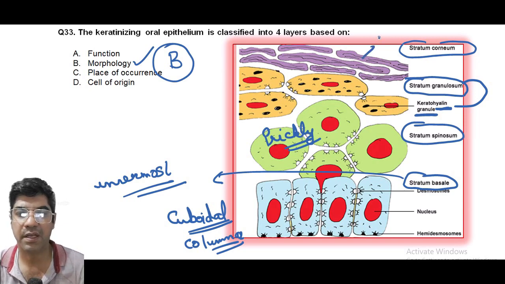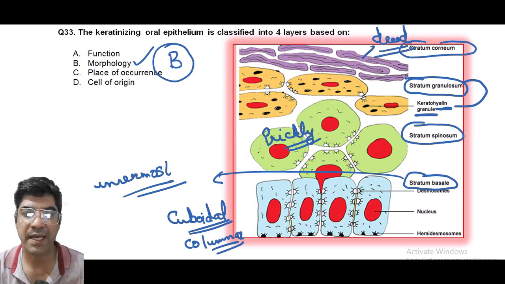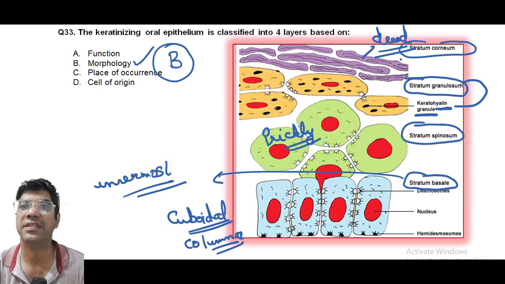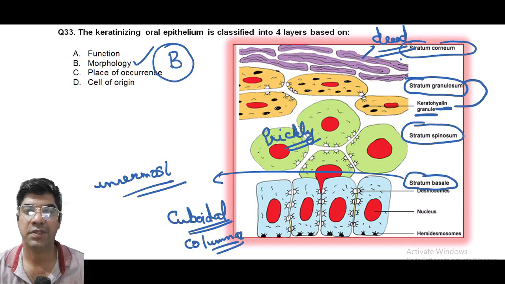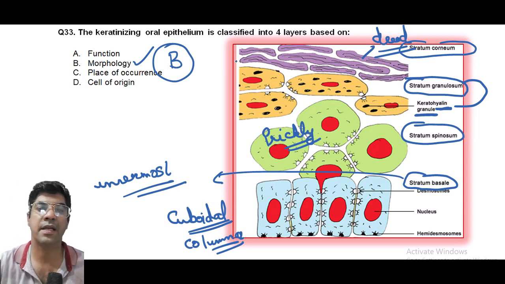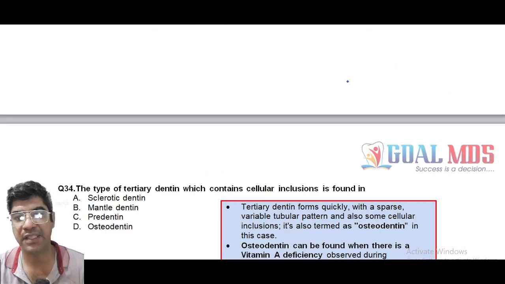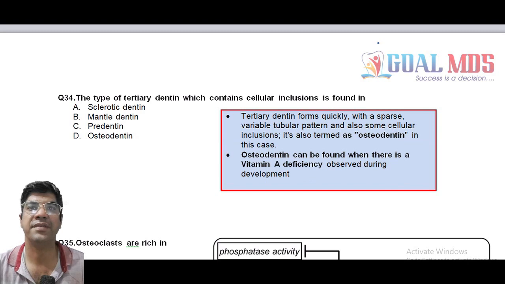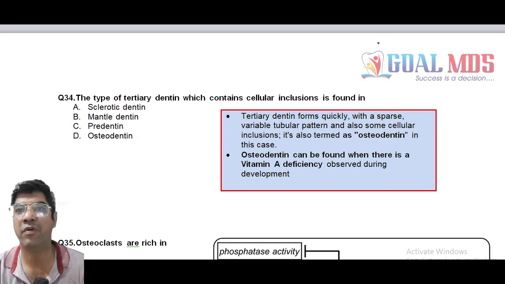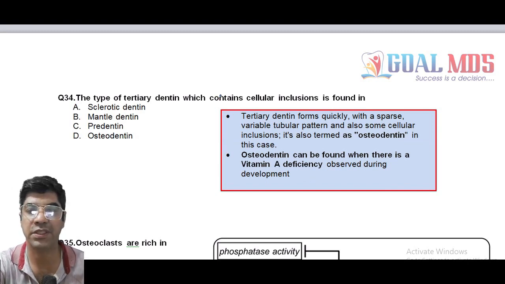The outermost layer is the stratum corneum. It consists of fully keratinized, flattened and dead cells. These cells are packed together and provide a protective barrier against mechanical stress, microbial invasions and dehydration. So we classify the oral epithelium into 4 layers based upon the morphology.